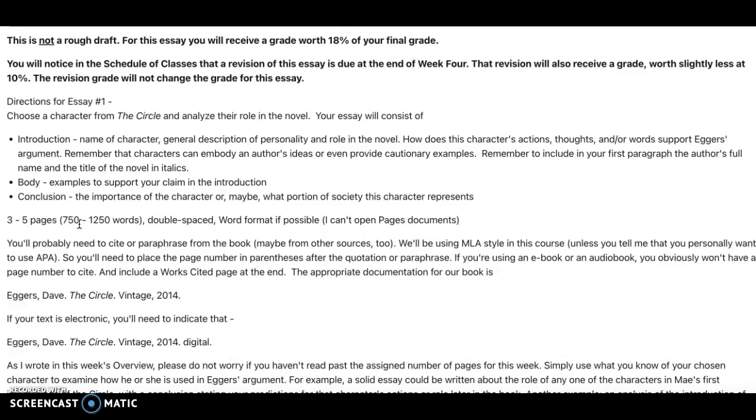You're going to have to either cite or paraphrase from the book. If you are using a hard copy book, you will have page numbers that you will put in parentheses after your citation. Ask a writing tutor if you have problems with this. Otherwise, if you're using a digital version or an audio version, you won't have a page number. But just make sure that you have a works cited at the end. I've shown you how to do it if it's print or if it's digital.